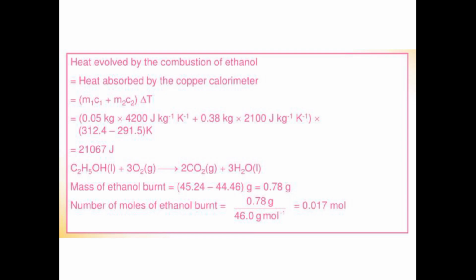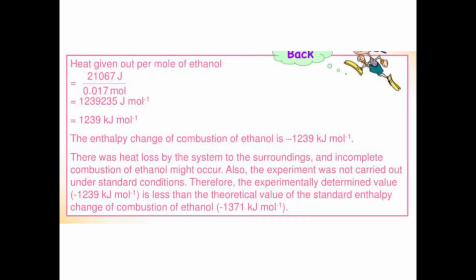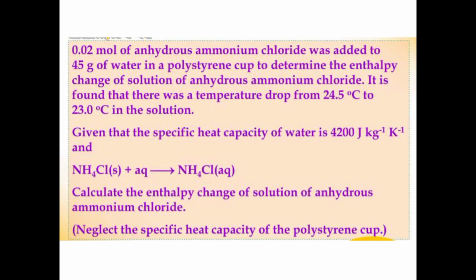So you have gotten Q and you have gotten N. So delta HC is equal to Q over N. Like I've said, it will give you 1239235 joules per mole. If you convert to kilojoules, you are going to have 1239 kilojoules per mole. But because it is heat of combustion, which is exothermic, you now put negative. That's minus 1239 kilojoules per mole. This is how to solve this question.